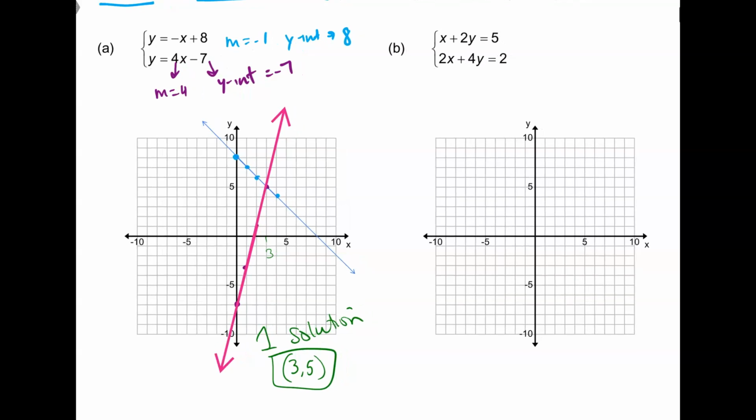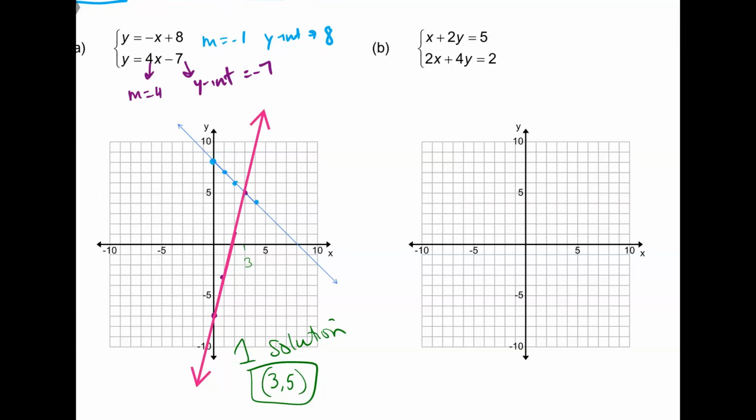But I realized, I want to keep up the pace. Well, I counted over 3, up 5 to figure out what point that was. You can also check. Yeah, but you can check it on a calculator. All right, next. Here we go.